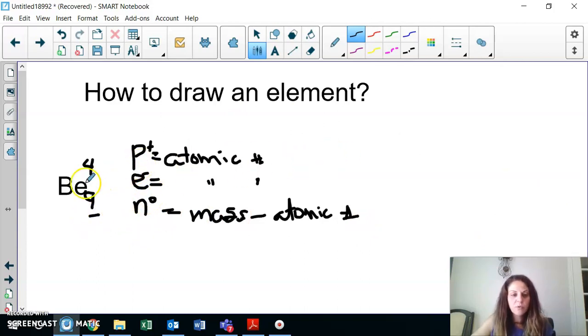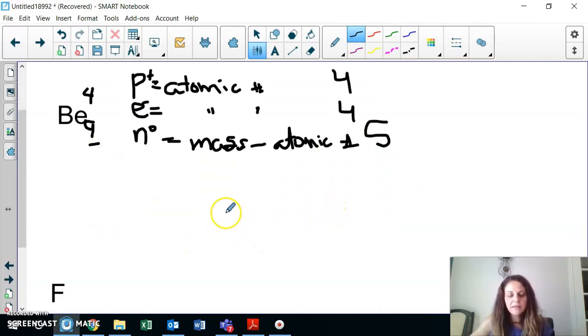How many protons does beryllium have? 4. How many electrons? It's the same, 4. How many neutrons? 9 minus 4 is 5. Good. Now, remember we said that the protons and the neutrons are right in the middle of the atom. So if you draw a big circle and write down your information. Protons, I have 4, so 4p. And neutrons, I have 5, 5n.